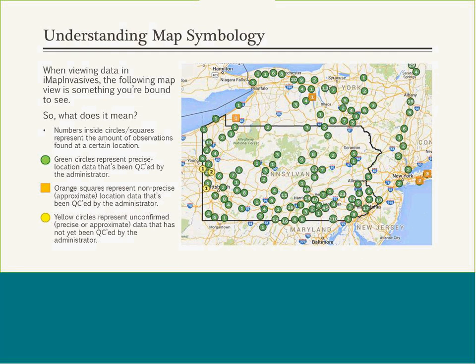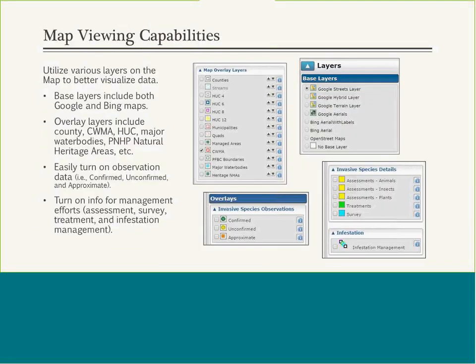And the yellow circles that you see on the map represent unconfirmed data. So it has not yet been reviewed or QC'd by the administrator. Don't look at that information as factual, because there might be some issues with the species identification that we just haven't had a chance to review yet. So just know that that information is there, it's being reviewed, and when it does get reviewed, we essentially change it into a green circle or an orange square representing confirmed data.